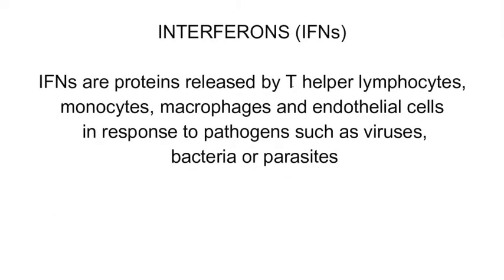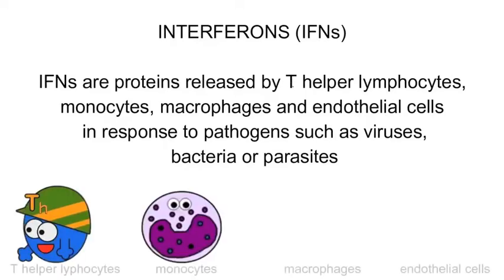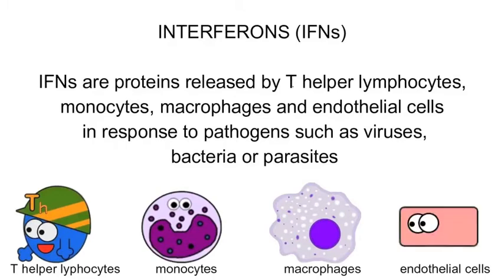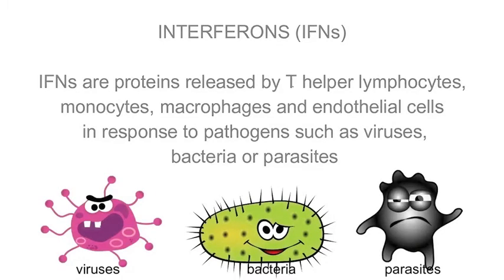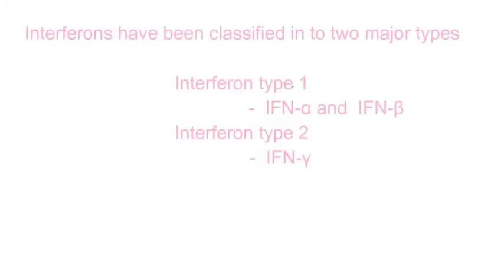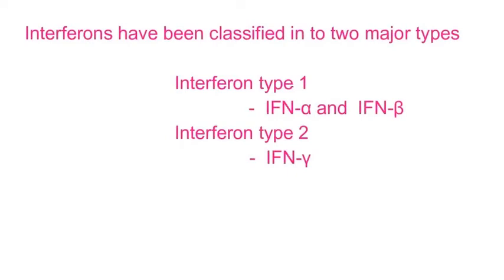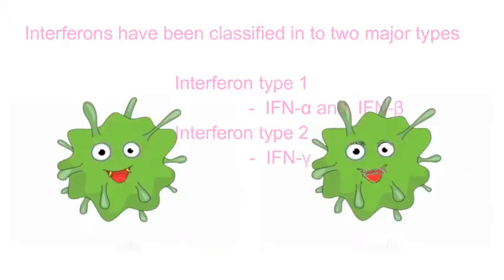Interferons. Interferons are proteins released by T helper lymphocytes, monocytes, macrophages, and endothelial cells, in response to pathogens such as viruses, bacteria, or parasites. Interferons have been classified into two major types. Interferon type 1. It includes interferon alpha and interferon beta.